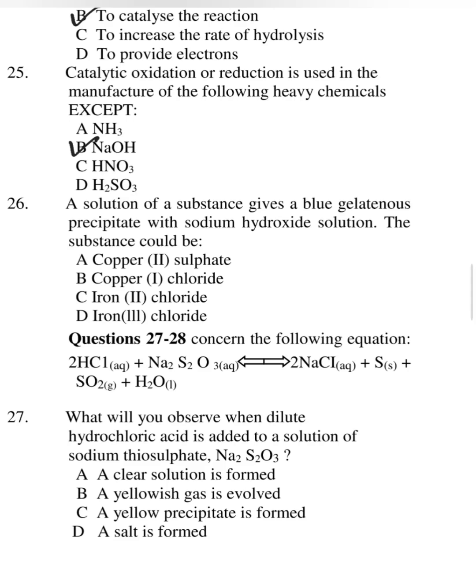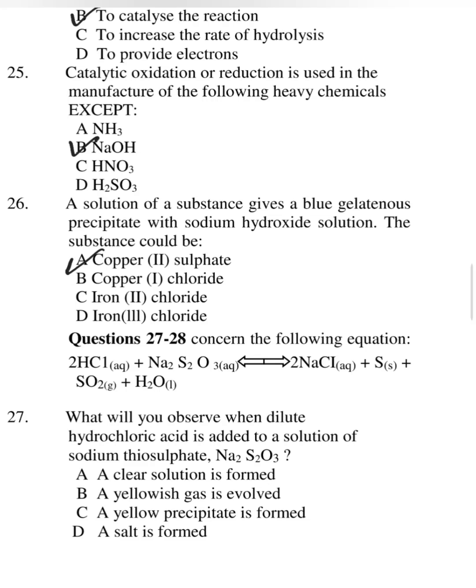In number 26, a solution of a substance gives a blue gelatinous precipitate with sodium hydroxide solution. The substance could be... the blue precipitate suggests the presence of copper 2 ions. So that should correspond to A, copper 2 sulfate.